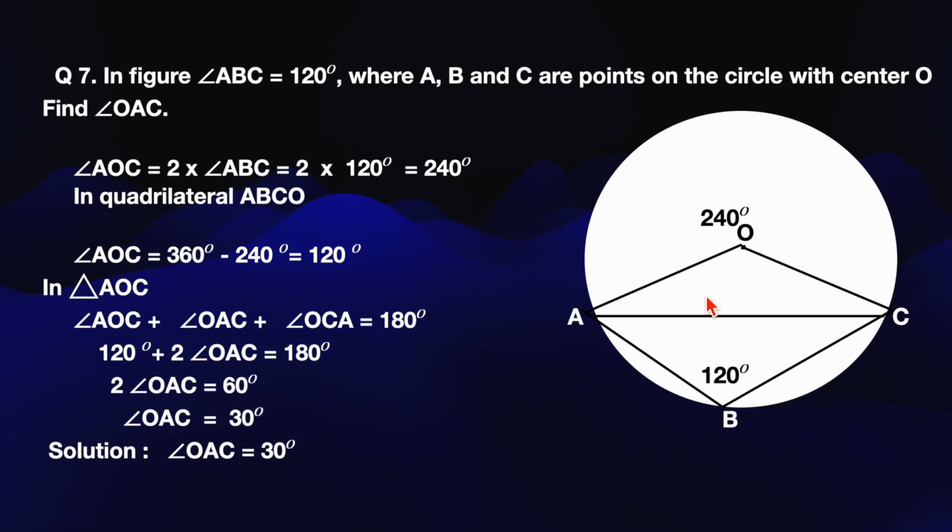Okay, so what we have done by the first rule, we have found out this angle, 360 minus 240. Once we found out this angle, we have applied that rule that the sum of all three angles is equal to 180 and simplified.